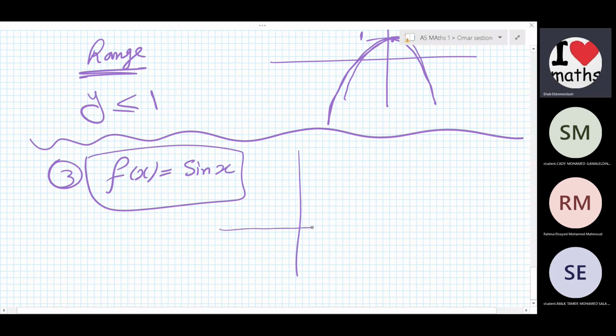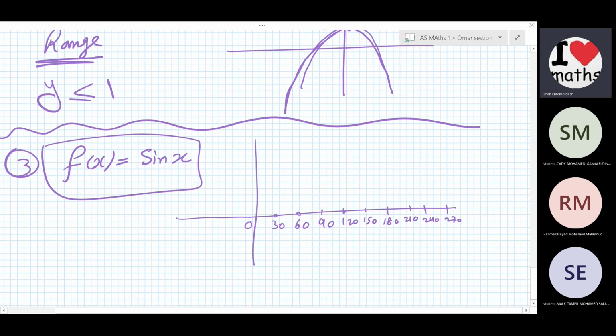In fact, this function is very important. If I put x equal to 0, I'll ask what is the sine of 0. Then 30, 60, 90. I'll go by angles, so it will go a little bit longer. 150, 180, 210, 240, 270, 300, 330, and 360. Have a look.